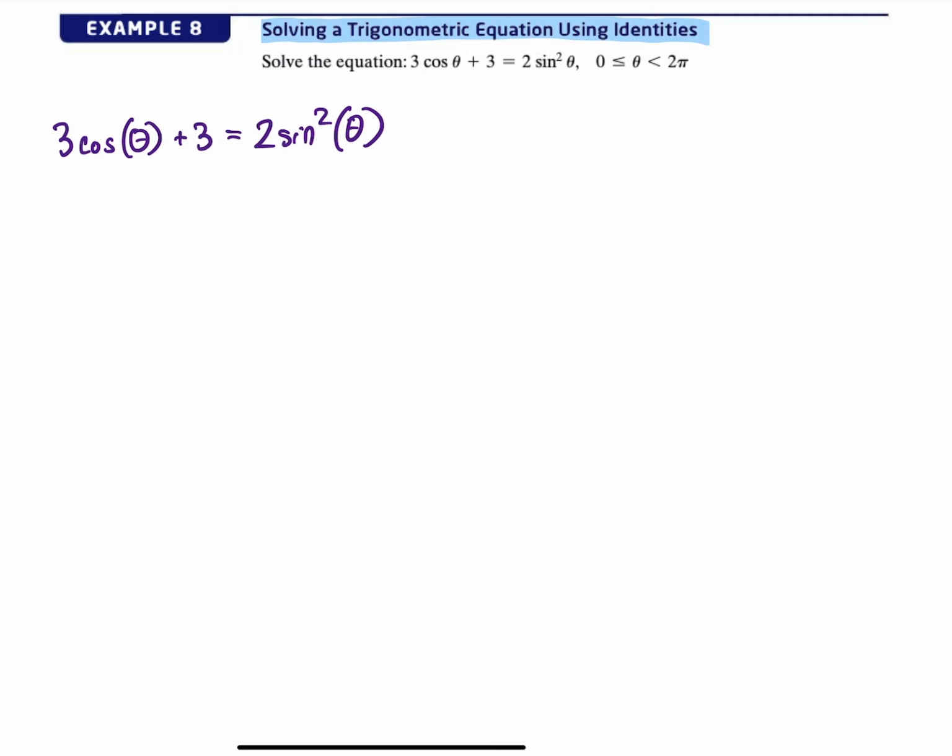So what can we do? Notice we have sine and cosine both present in this equation. So a general strategy is to try to express your equation all in terms of a single trig function. It's more complicated when we have multiple trig functions like this. So what can we do? And we have the hint of using an identity.